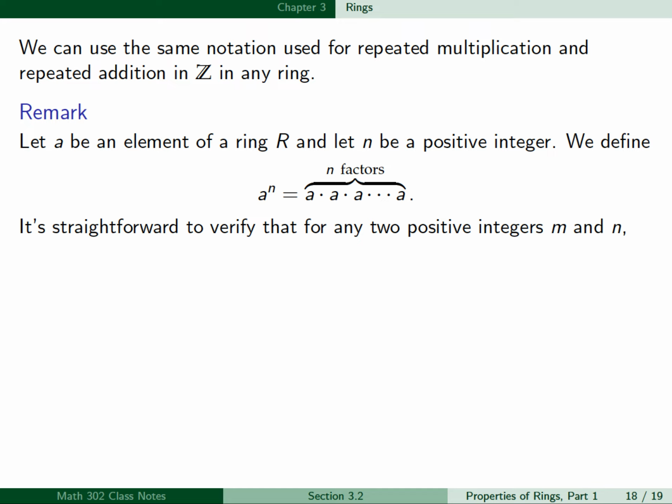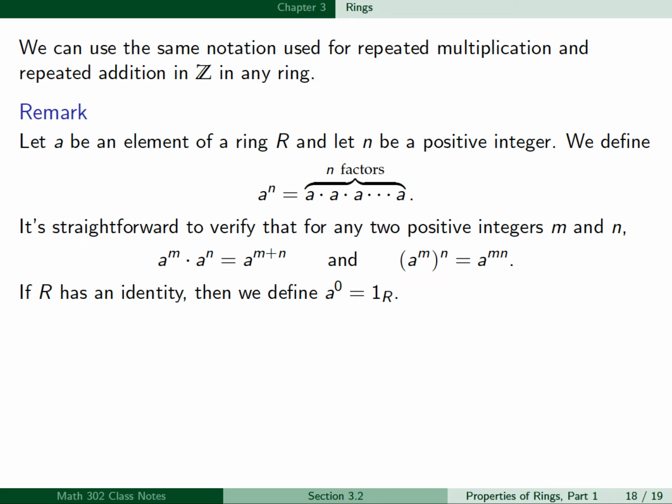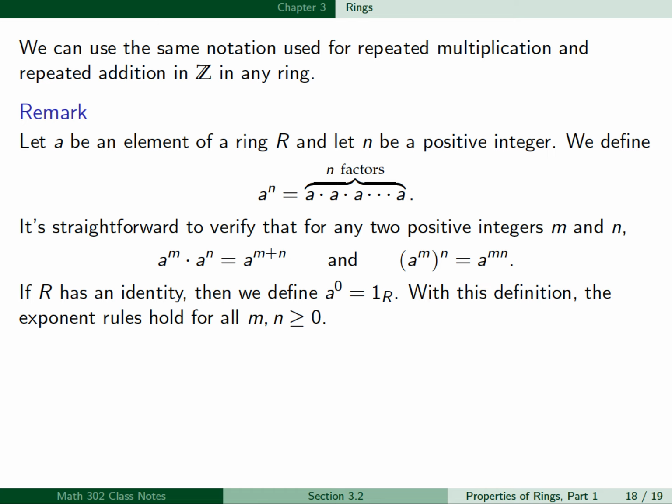Now it's straightforward to verify that for any two positive integers m and n, we have our rules of exponents, that a to the m times a to the n will be a to the m plus n, and a to the m raised to the nth power will be a to the mn power. Now if R has an identity, then we define a to the 0 to be the multiplicative identity 1 sub R. And with this definition, the exponent rules will hold for all non-negative integers m and n.